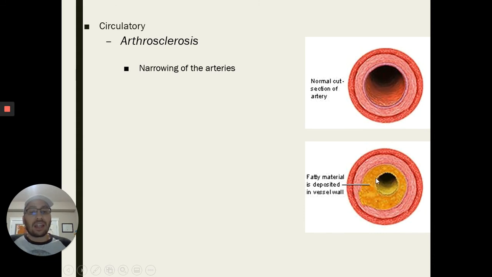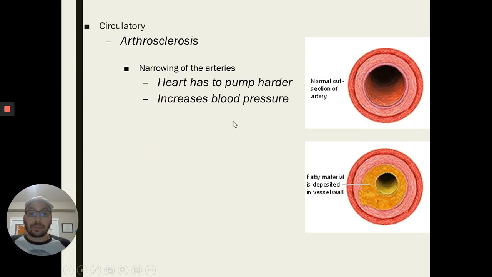We end up getting fatty material deposited in the blood vessels. So right up here we have a big hole. Down here we have a small hole. What do you think is going to happen every time the heart pumps blood? Okay, the heart obviously would have to pump harder to get the blood through those thick arterial fatty deposits. This obviously increases blood pressure.